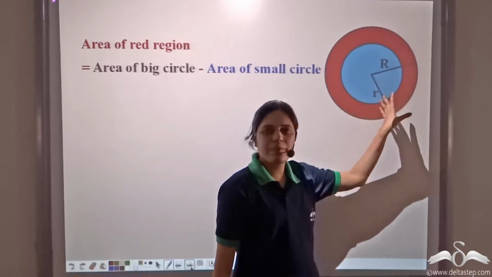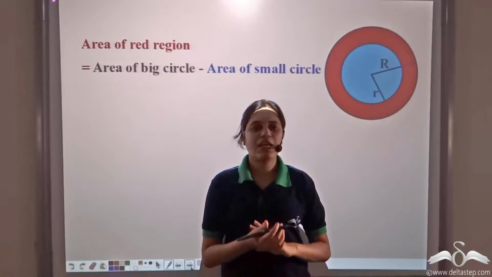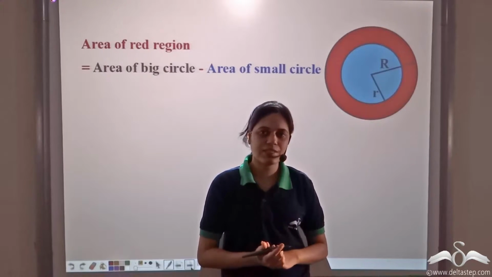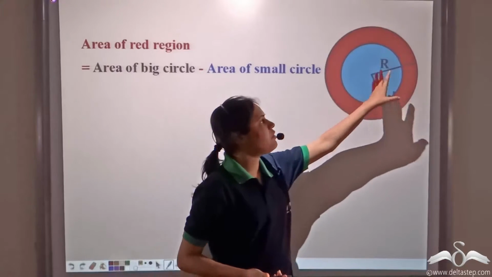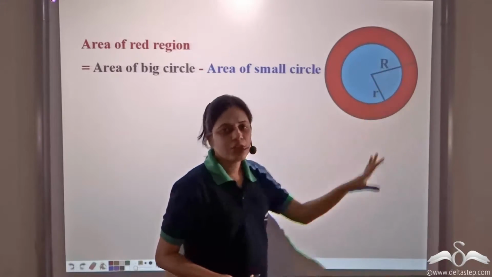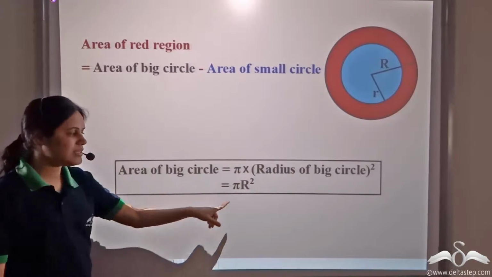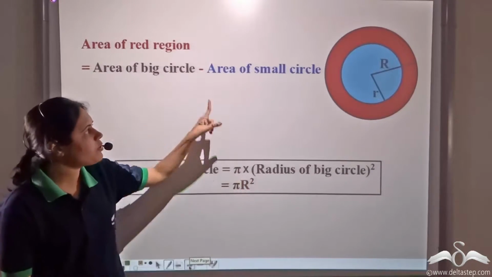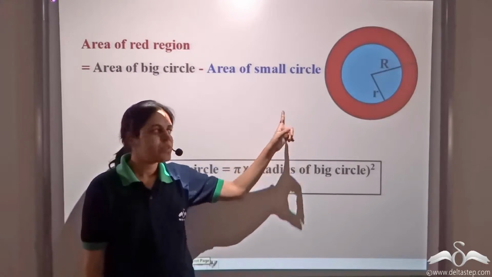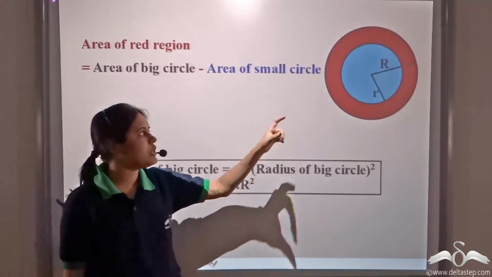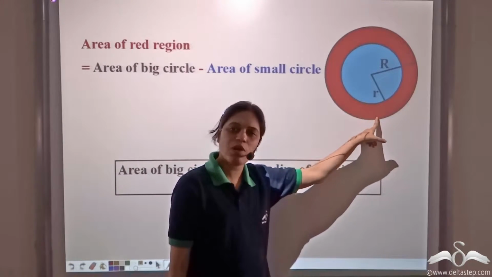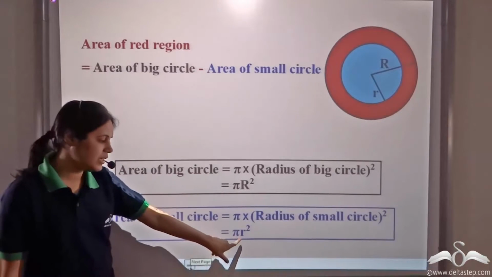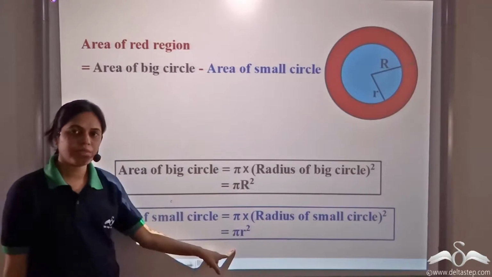Now what is the area of the big circle? We know that the area of a circle is given by pi into square of the radius. The radius of the bigger circle is capital R. So the area of bigger circle is given as pi R square. What about the area of smaller circle? Again, it will be pi into radius of the smaller circle, which is small r. So area of the smaller circle will be given by pi r square.